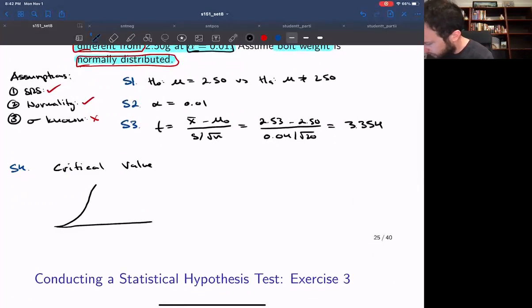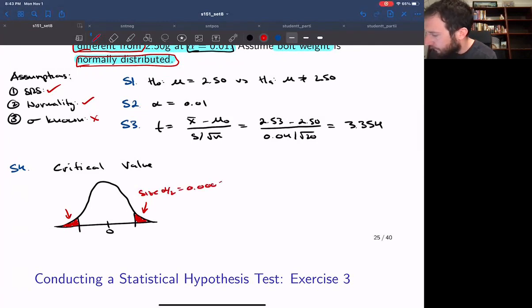we sketch out our student t-curve. Okay. So it's a double-sided test. We have a does not equal sign in the alternative. Okay, so we're going to have a critical value in the lower and the upper tail. So again, when we do the two-sided test, we split the area equally into each tail. So this is size alpha over 2, which is 0.005. And this is also going to be size 0.005.